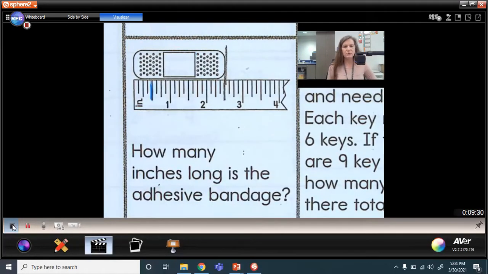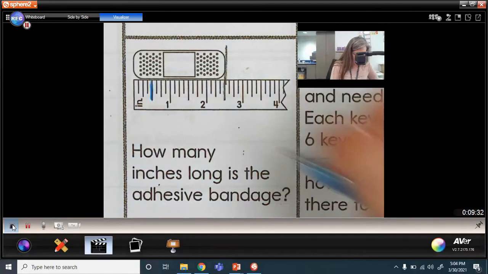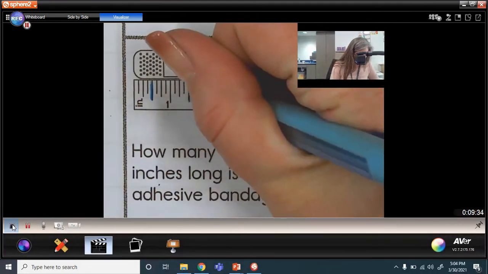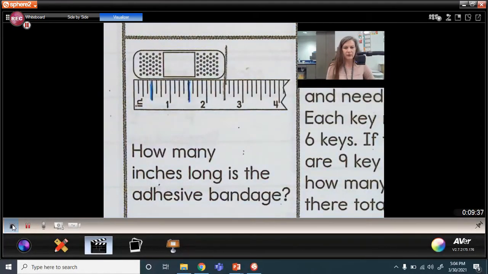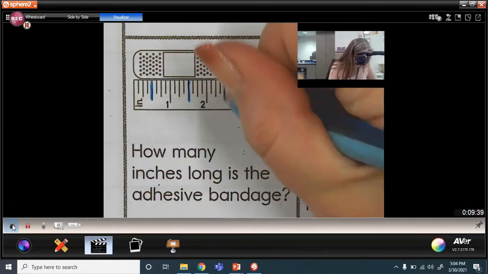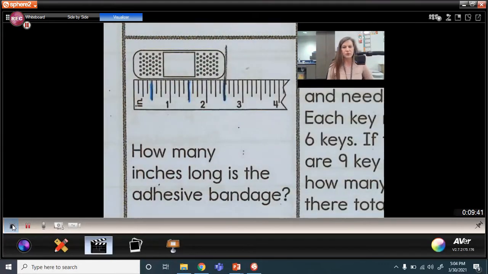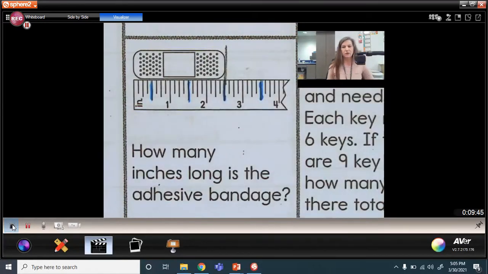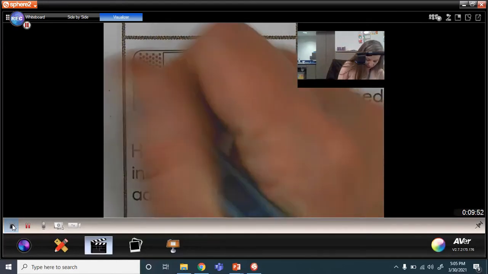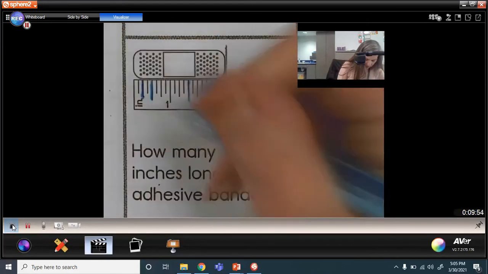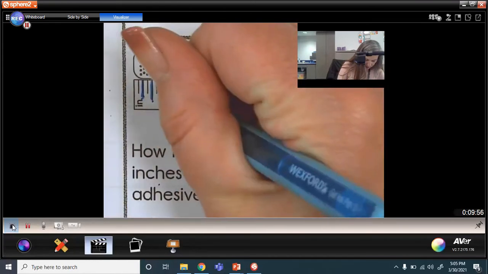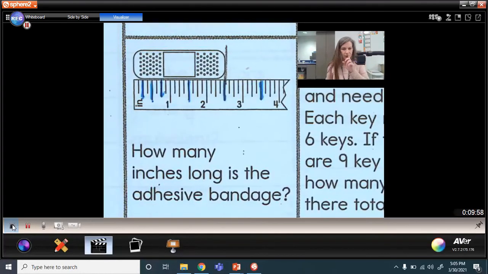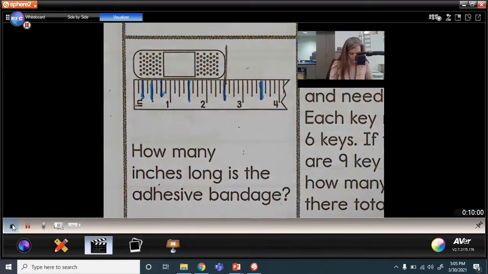So half is going to be right there between the 0 and the 1. Half is going to be right there between the 1 and the 2. And half is going to be right here between the 2 and the 3. And if I was going to do half again, it would be between the 3 and the 4. Now remember, you can take your halves and cut them into 4ths. So right here would be a 4th, 2 4ths, 3 4ths. So your next longest line are your 4ths.